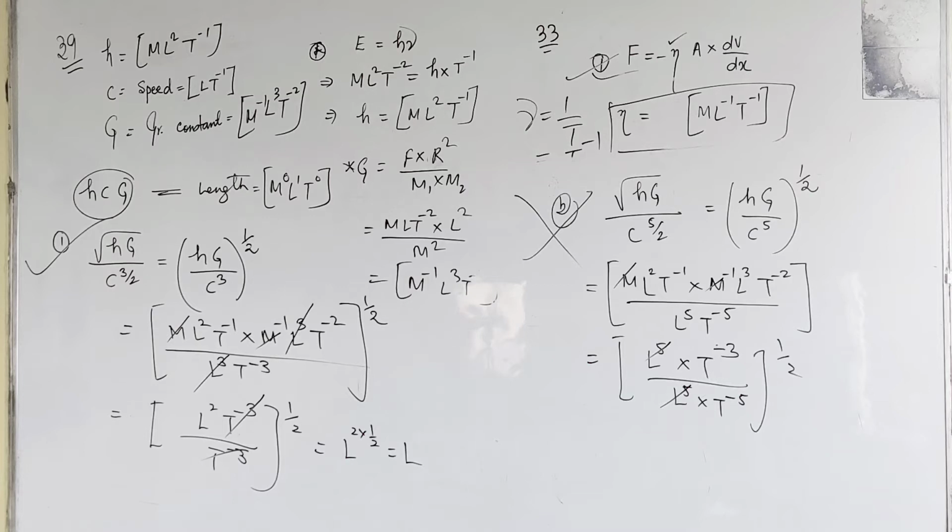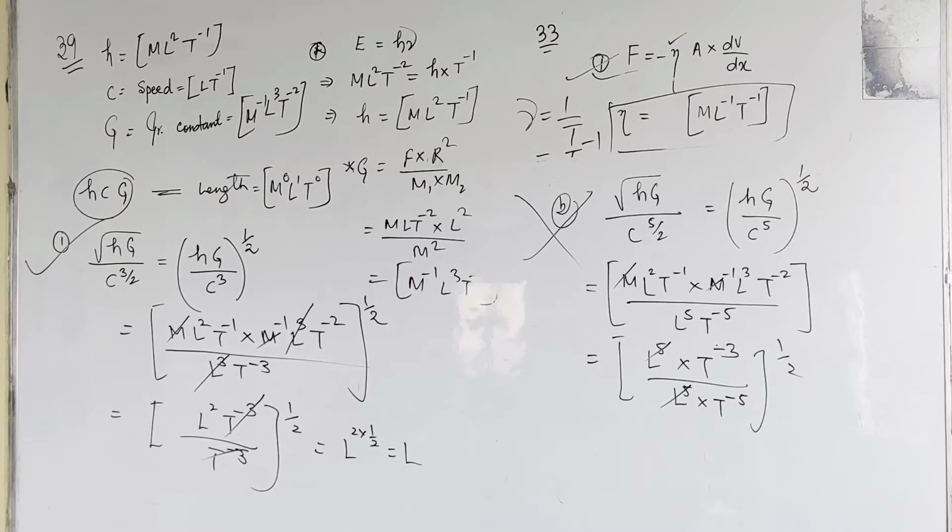Length in the numerator and denominator cancels out. This is the expression containing only time, so this should not be our answer. This is the way to eliminate option number B. Understood?